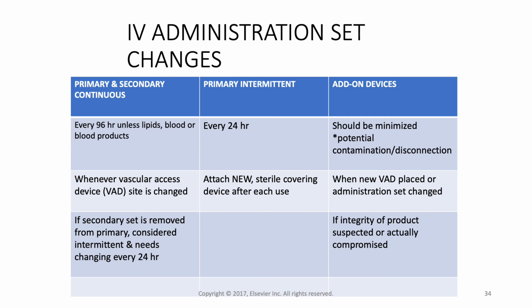Now, a thing to keep in mind is that if your secondary set, again, the secondary set is usually shorter tubing that's connected to the primary, if that is removed for any reason, it becomes an intermittent IV administration set. And if it's intermittent, it needs to be changed every 24 hours. Okay? And you see that. So secondary intermittent, primary intermittent, those tubings are changed every 24 hours.